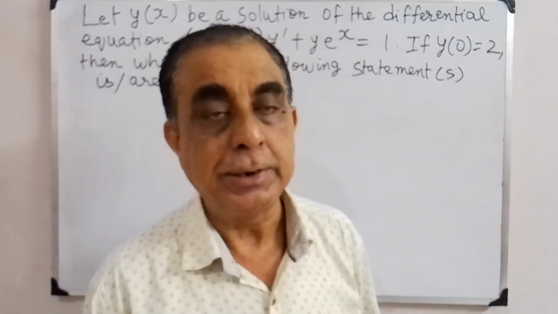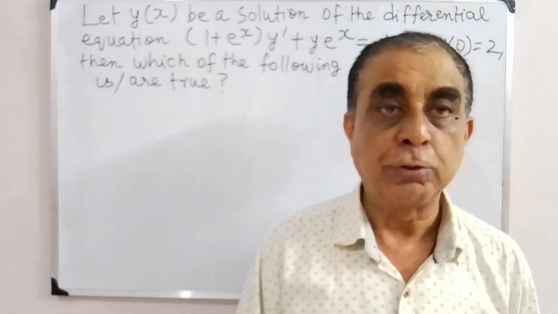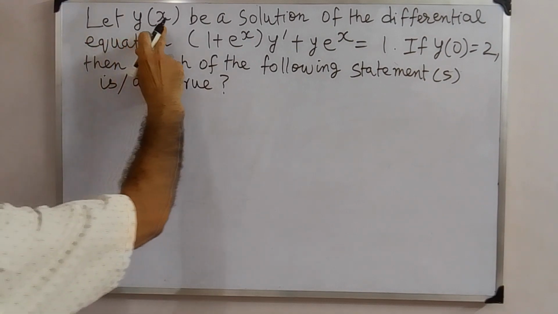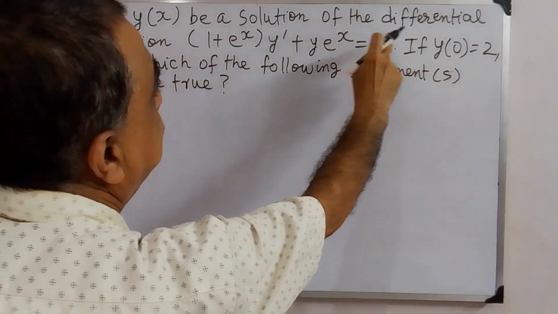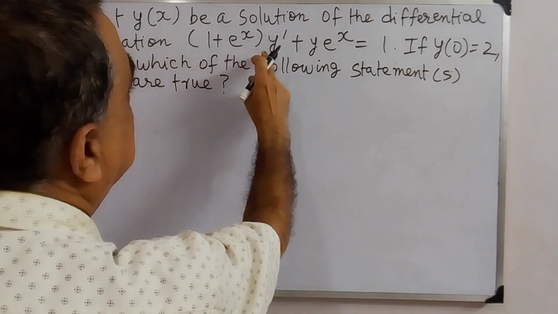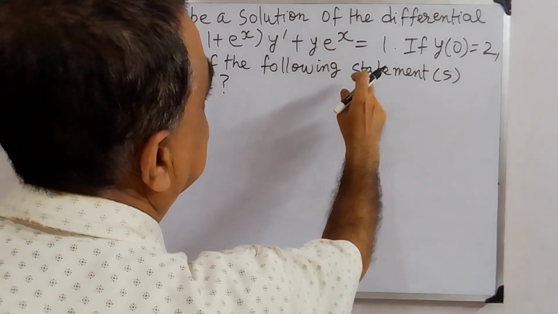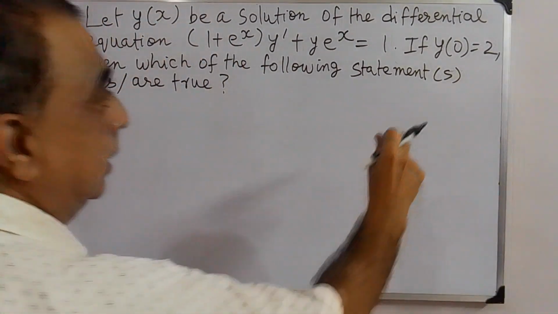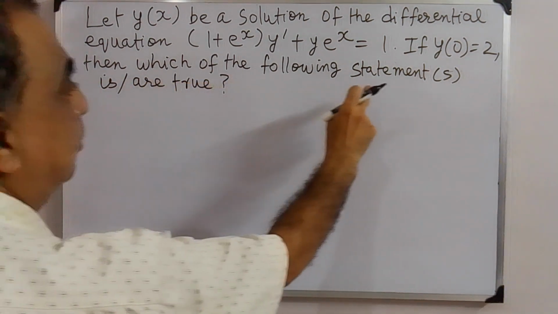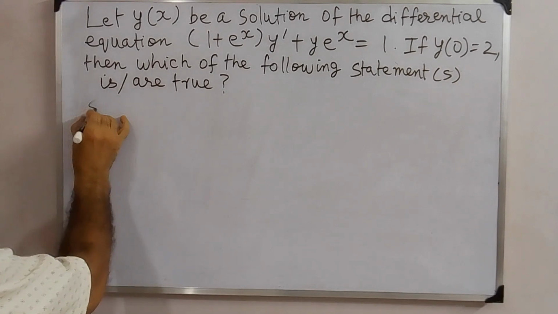Today we are doing a sum from JEE Advanced 2015. The sum reads like this. Let y(x) be a solution of the differential equation (1 + e^x) y' + y e^x = 1. If y(0) = 2, then which of the following statement or statements are true?